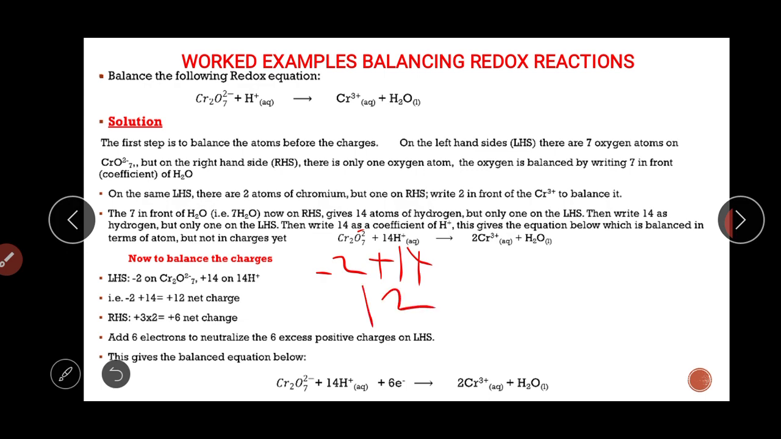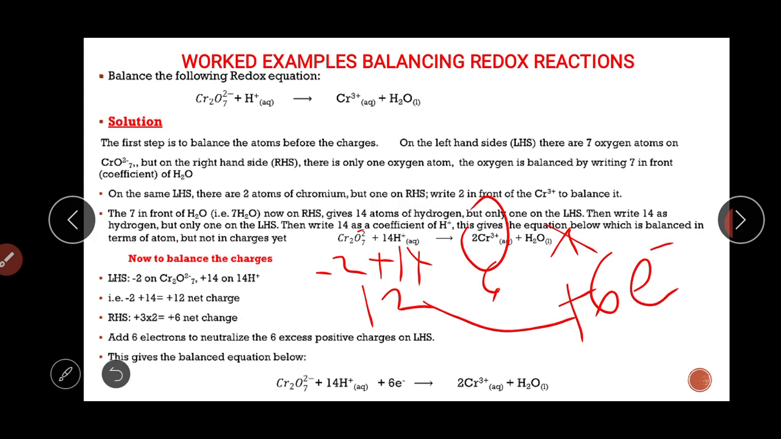And here, what do we have on the right hand side? This is 3. We only have charge here, no charge here. So this is 3 by 2, so this is 6. So what do we do here? At the left hand side, we are going to add 6 electrons, so that the 6 electrons will take away 6 of the positive charge in 12, so that will balance the equation. That is the reason why you have 6 electrons here, and that equation is balanced.